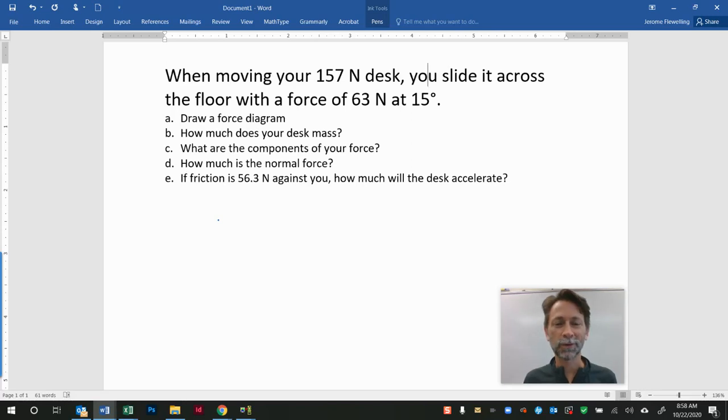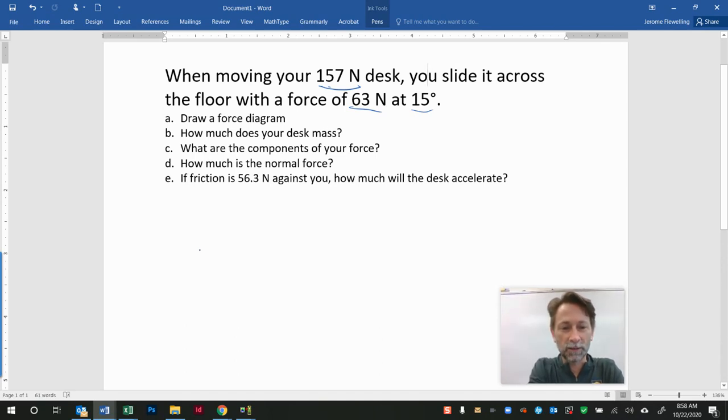So in this video, what I want to do is run through another sample problem for a dynamics Newton's second law, F equals ma, problem. When moving your 157 Newton desk, you slide it across the floor with a force of 63 newtons at 15 degrees. So the first thing we want to do is draw a force diagram.